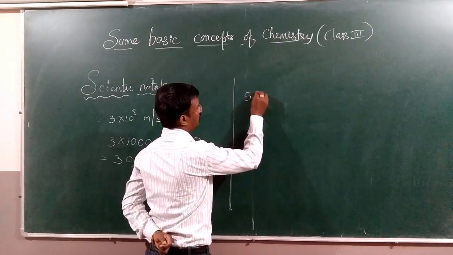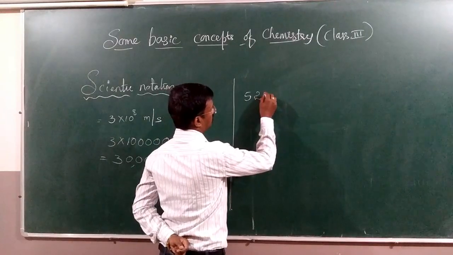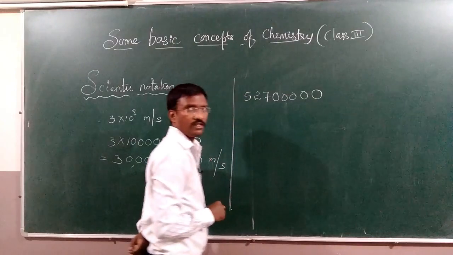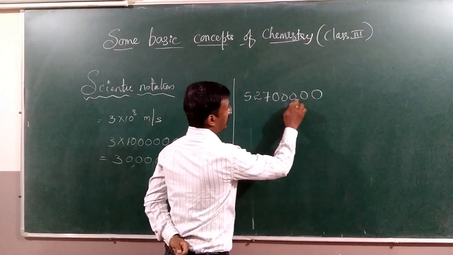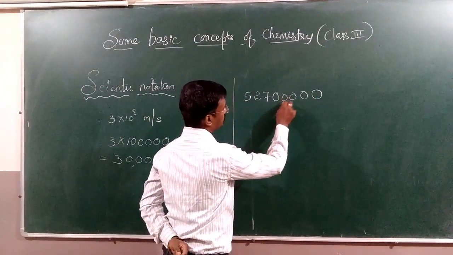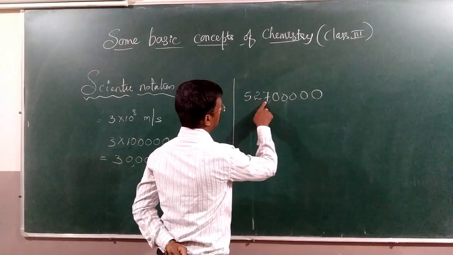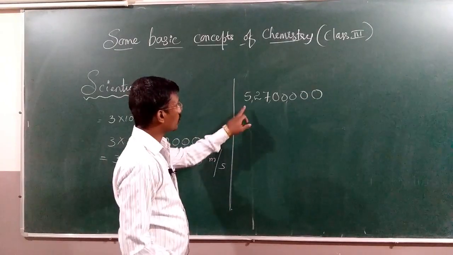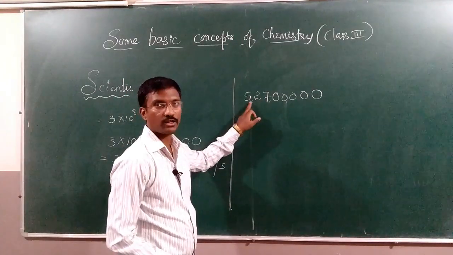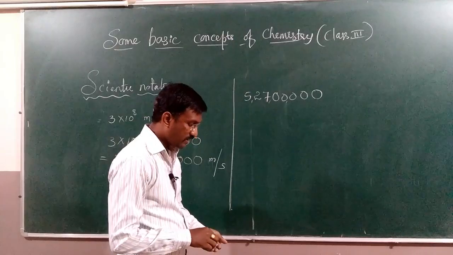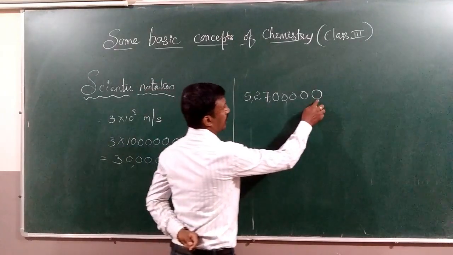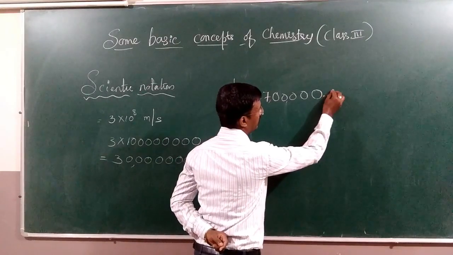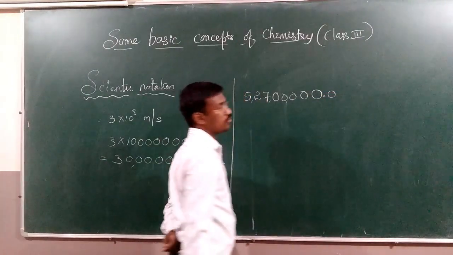For example, 5 2 7 0 0 0 0 0. Can you see it? Unit, 10, 100, 1000, 10,000, lakh, 10 lakh, and crore. Means 5 crore 27 lakhs. Look here. After this, nothing is there, so obviously a decimal point will be there, and next a 0 will be there.